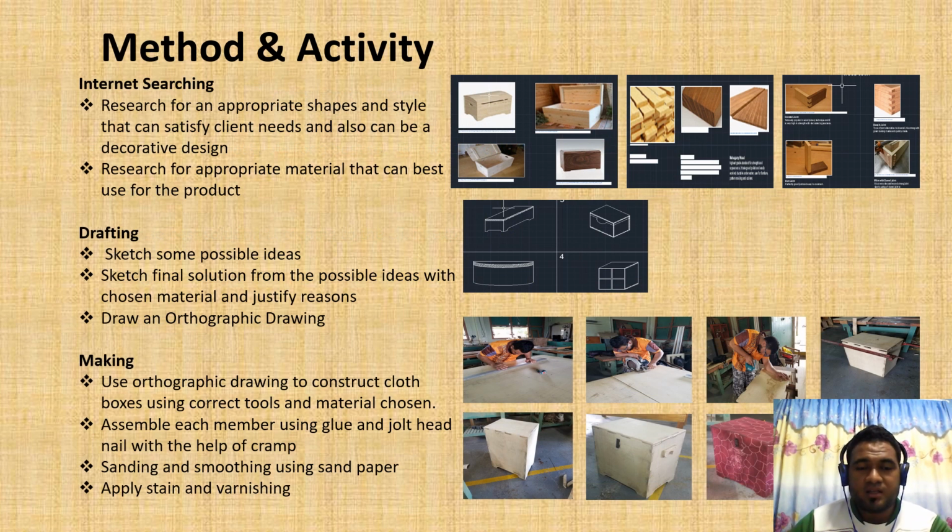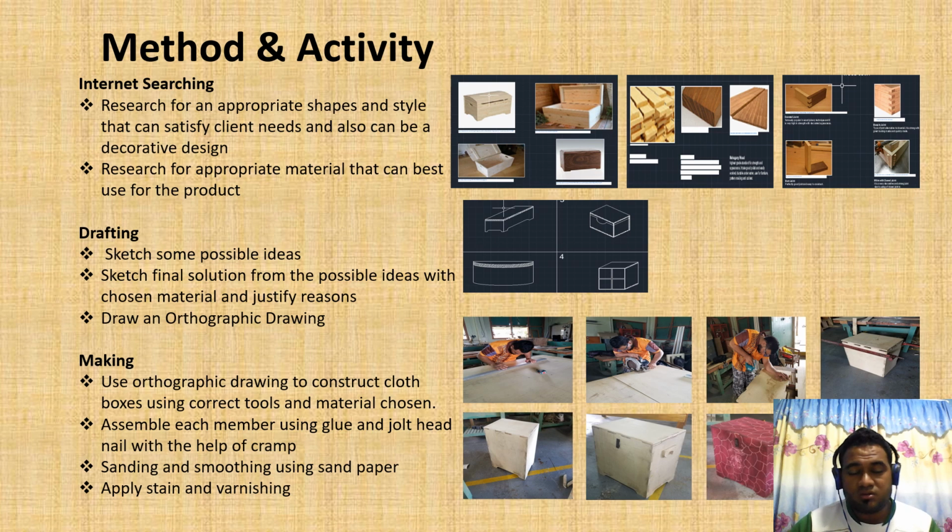Doing some internet searching, such as finding different styles of glove box, some of the materials such as specific sizes of timber, such as plywood and mahogany, and also some of the wood joints, such as box pin, dovetail, and different joints. Then proceed on to drafting, sketching some possible ideas, then from those sketches choosing a final solution, and then drawing the orthographic drawing.